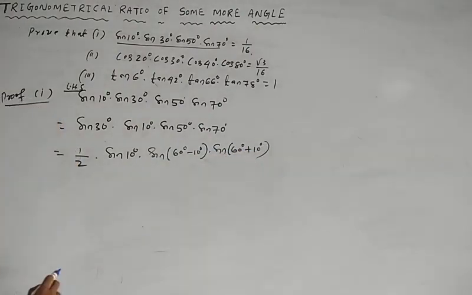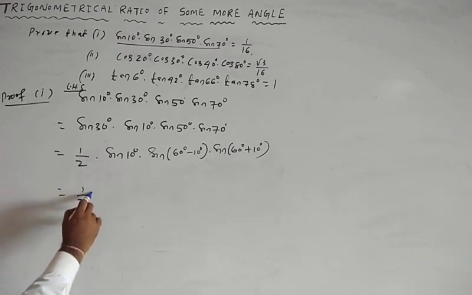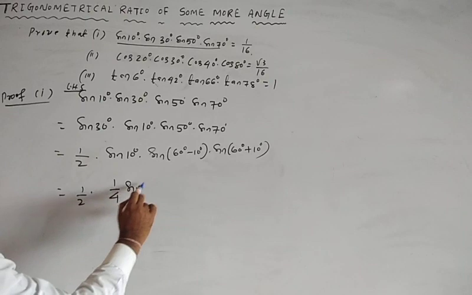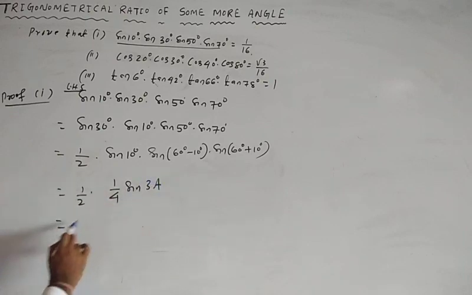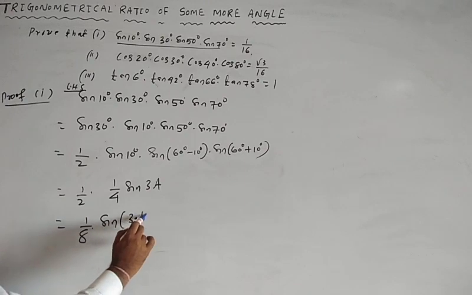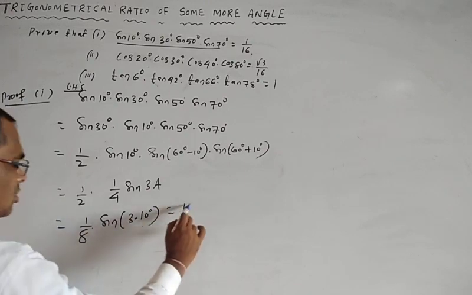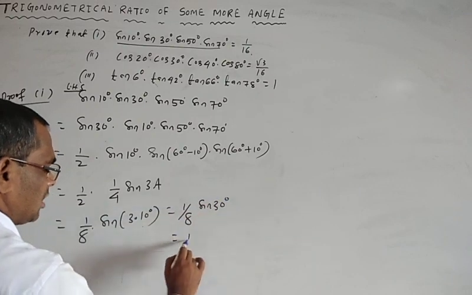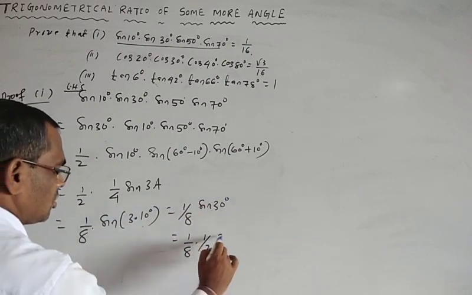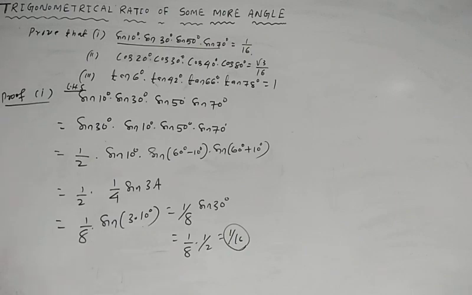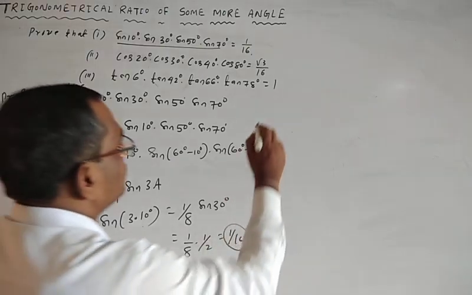Okay. So 1 by 2 into this is of the form 1 by 4 sin 3A. 1 by 4 sin 3A is the formula. So 1 by 8 into sin 3 into A. A means 10 degree. So this is equal to 1 by 8 into sin 30 degree. So sin 30 equal to 1 by 2. So this is equal to 1 by 16. Okay. Next one is number 2.